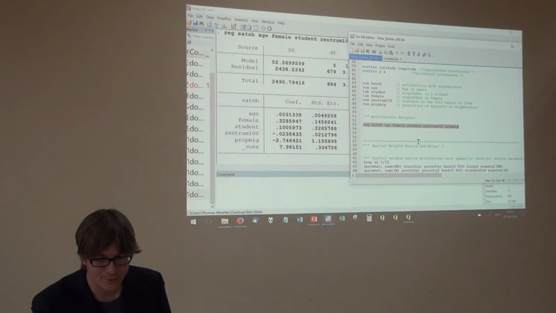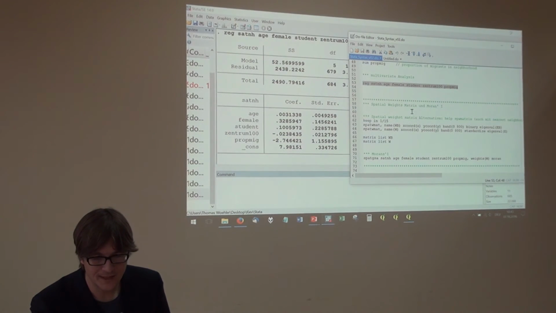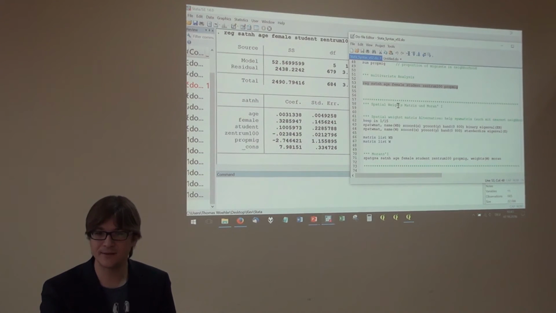Okay, what we do now is we calculate the spatial weights matrix and the Moran's I.